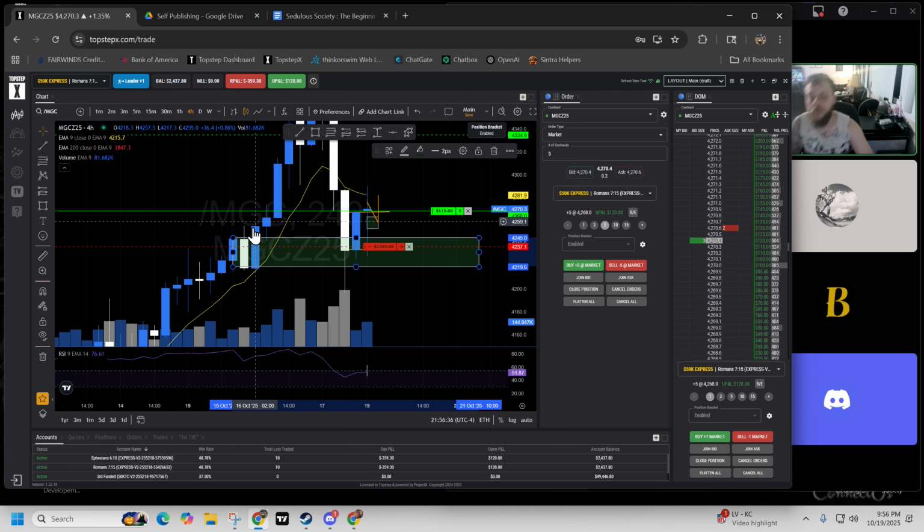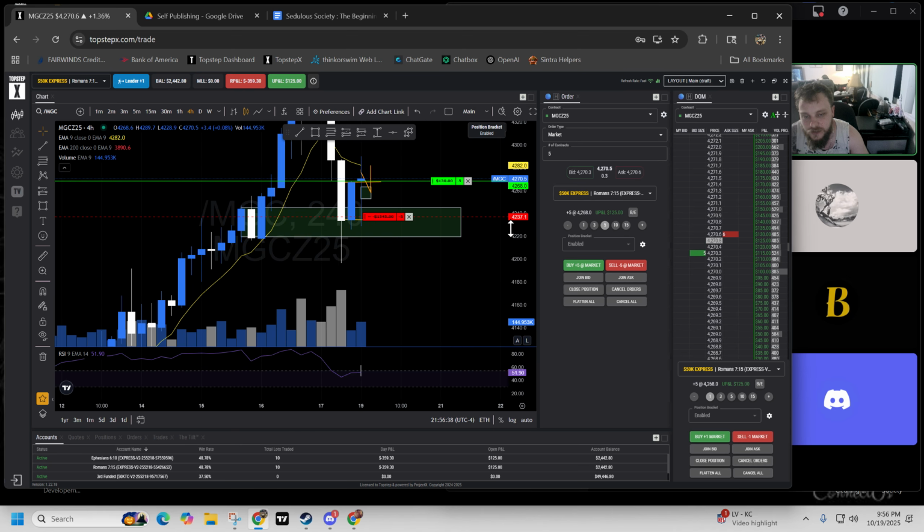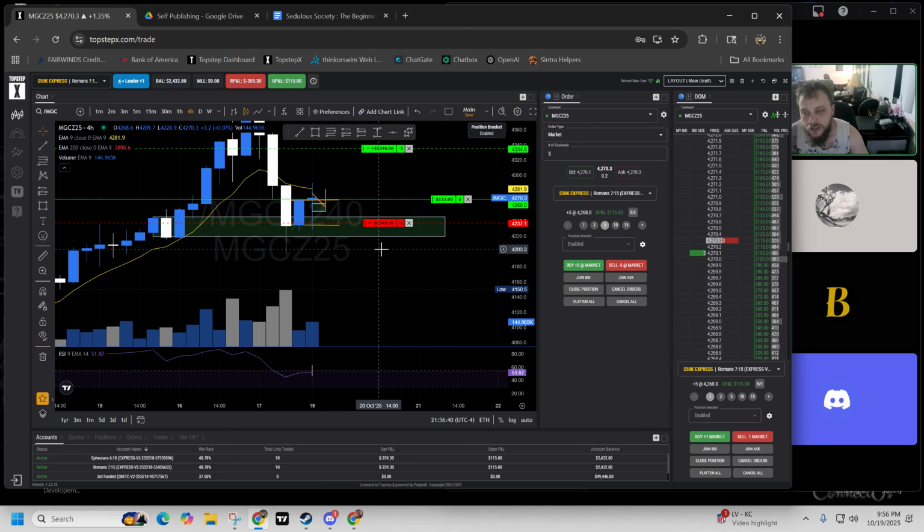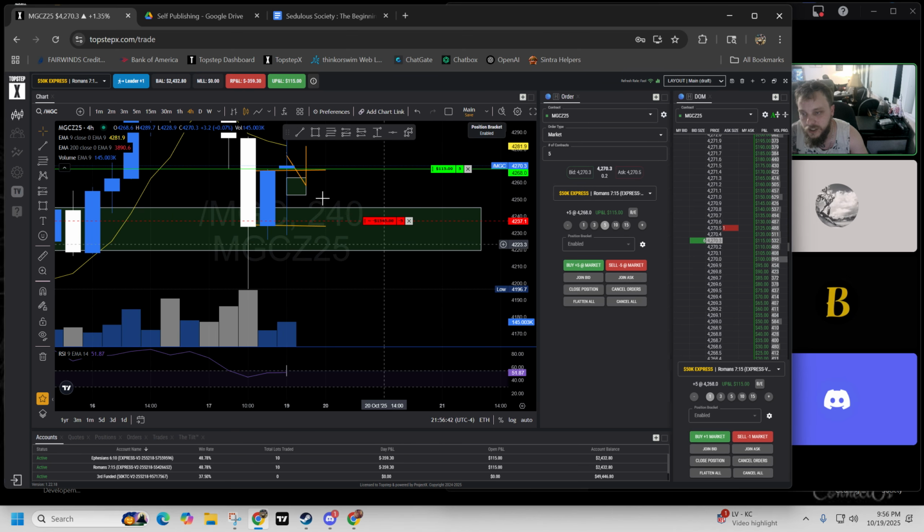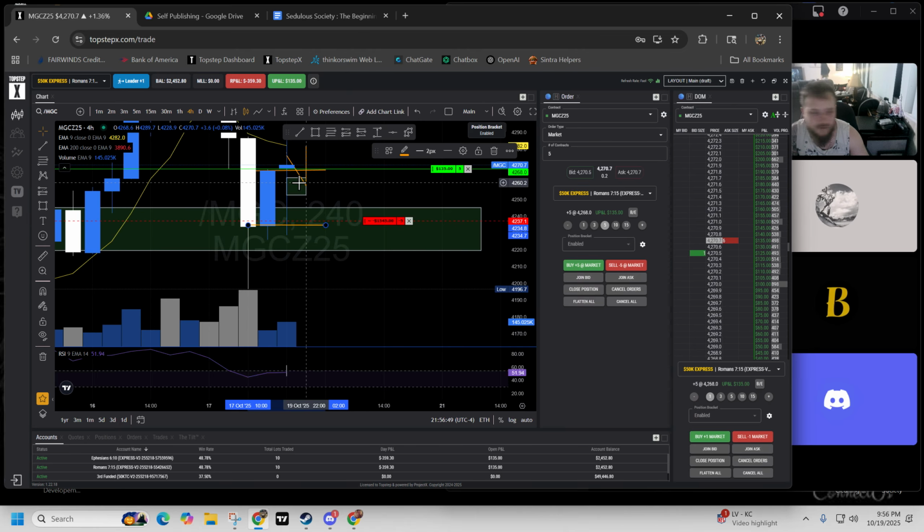Okay? We know that it's going to tap into here. We had buyers stepping in here. So based off of this last candlestick, we know that at some point it's going to touch this low and probably go back to this high. Vice versa, right? Could plummet. Depends on how it respects these lines, right?